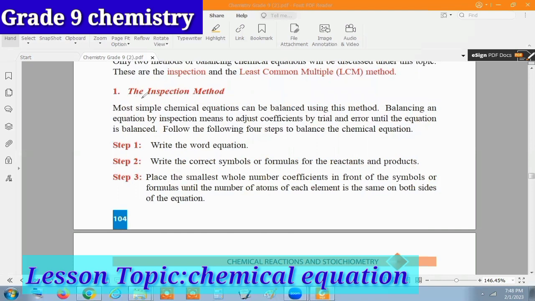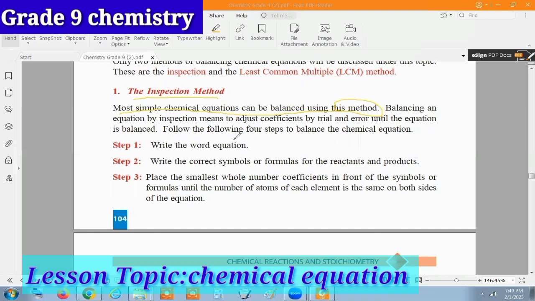Now let us start with the inspection method. Inspection method, as you remember, is a method of balancing a chemical equation by simple trial and error. Most simple chemical equations can be balanced by using this method.